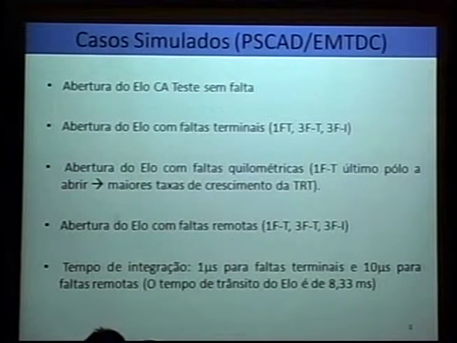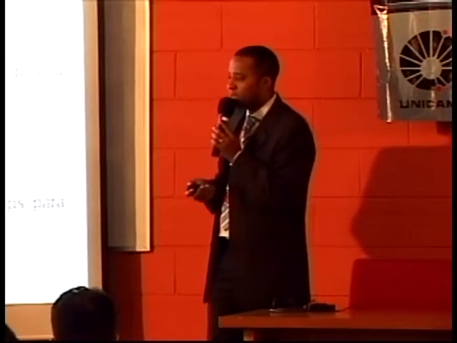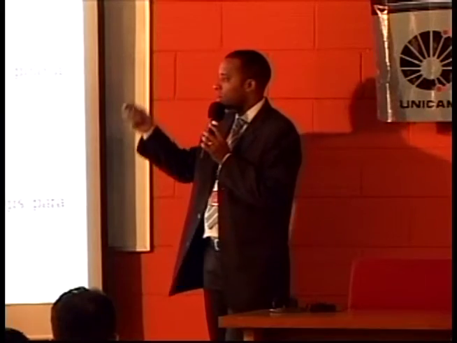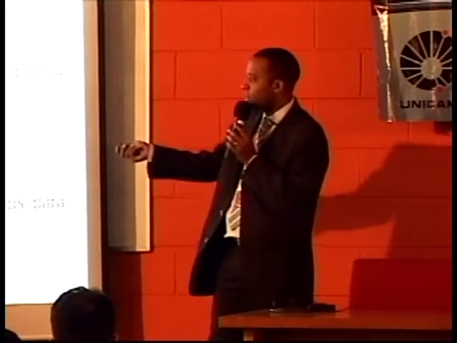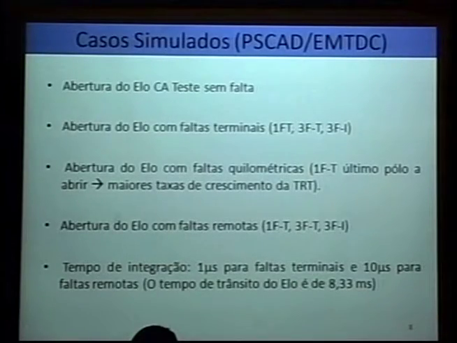For kilometric faults in the first 5 kilometers ahead of the circuit breaker, we created single-phase ground faults with the last pole to open, which implies larger growth rates. Opening of the link with remote faults, meaning faults farther than the first 5 kilometers, from 10% of the line on. We consider single-phase ground faults, 3-phase ground faults, and 3-phase isolated faults. The integration time for modeling was 1 microsecond for the terminal faults that need a shorter time step, and 10 microseconds for remote faults, knowing that the transit time in the link is around 8.33 milliseconds.